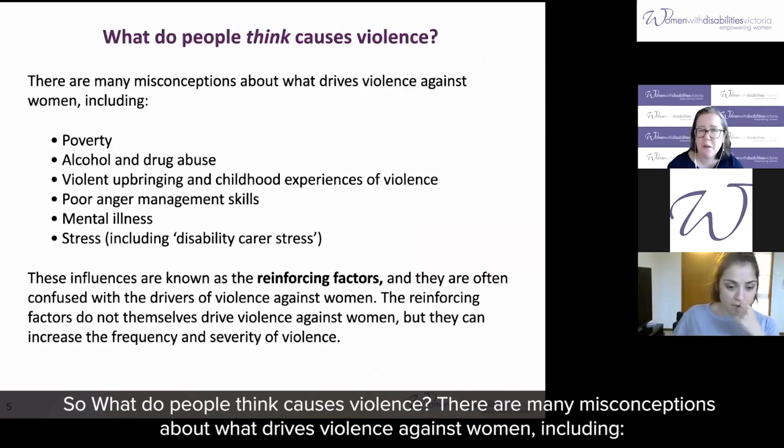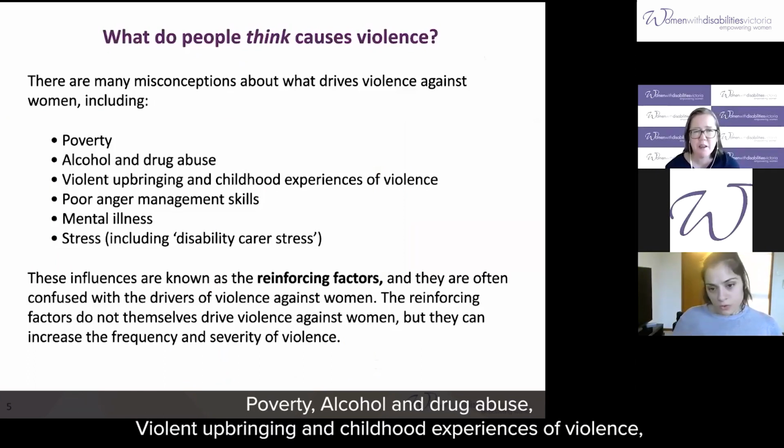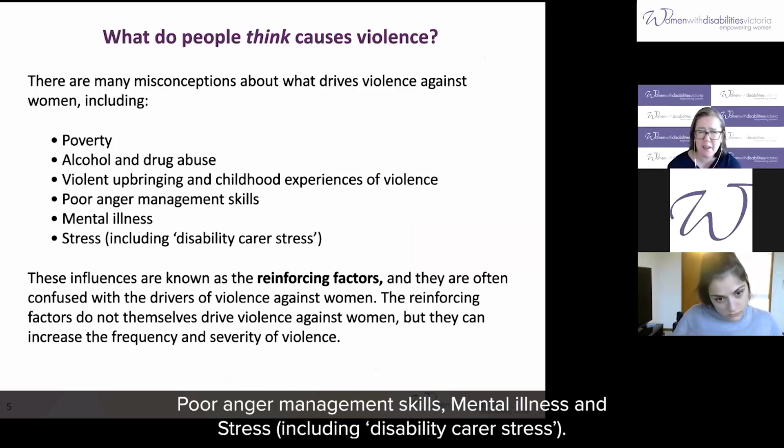So what do people think causes violence? There are many misconceptions about what drives violence against women, including poverty, alcohol and drug abuse, violent upbringing and childhood experiences of violence, poor anger management skills, mental illness, stress, including disability carer stress.